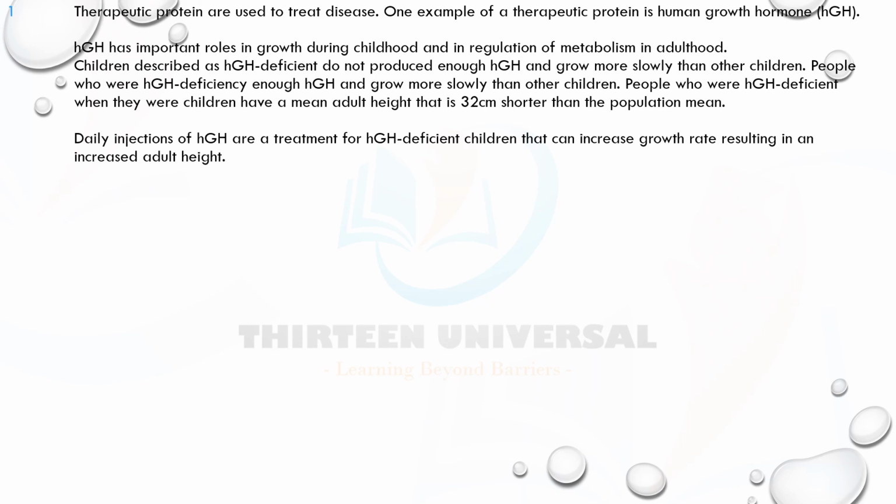Okay, so the first question says therapeutic proteins are used to treat disease. One example of a therapeutic protein is human growth hormone. Guys, remember, anytime you're studying paper 4, make sure you read the background information critically. HGH has important roles in growth during childhood and regulation of metabolism in adulthood. Children described as HGH deficient do not produce enough HGH and grow more slowly than other children.